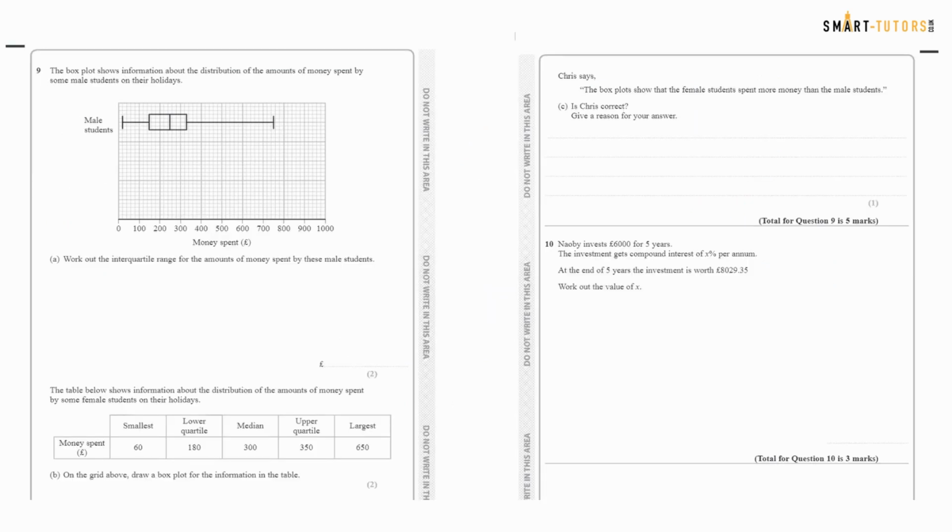Question number 9. It's a statistics question. The box plot shows information about the distribution of the amounts of money spent by some male students on their holidays. Work out the interquartile range for the amounts of money spent by these male students. So we know the interquartile range, IQR, equals upper quartile minus lower quartile.